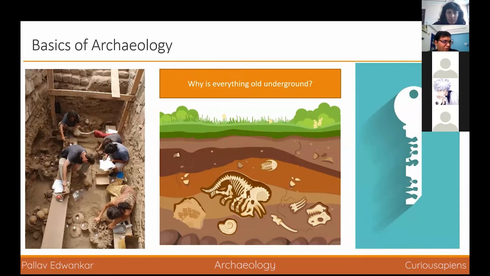Then comes something called spoil. What happens is after an archaeological excavation, a huge amount of dirt and ground has been excavated from the ground. That soil and dirt is called spoil. You have to dispose of it very carefully. And the next term that you will hear is called a find. The find is whatever you locate in the ground, which may be of importance.